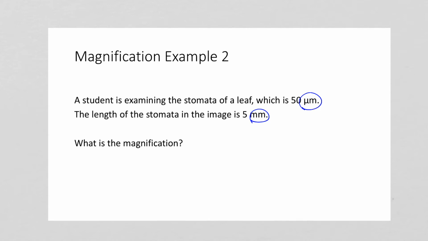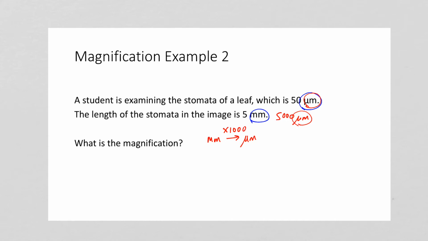So step one, let's convert. Let's go from millimeters to micrometers. So I remember if I'm going from millimeters to micrometers, I'm going from a larger thing to the smaller thing, the next step down. So I need to multiply by 1,000. If that doesn't ring any bells with you, go back and look at the previous lesson, please. So my 5 millimeters is actually going to be 5,000 micrometers. Are my units good now? Yes, they are. Okay, I'm ready to go.